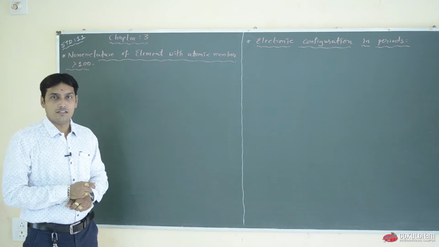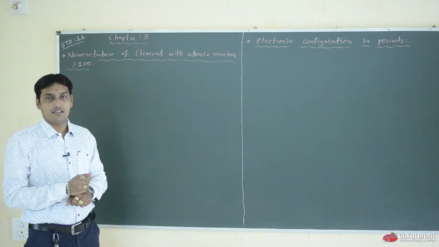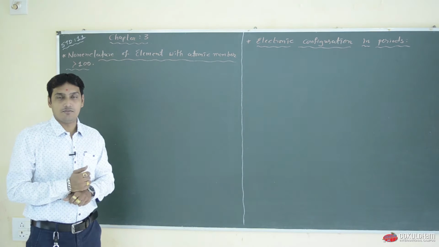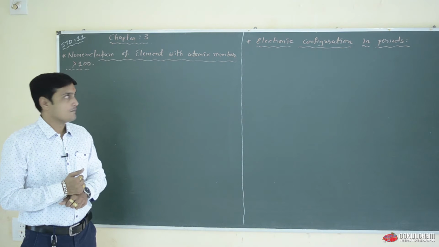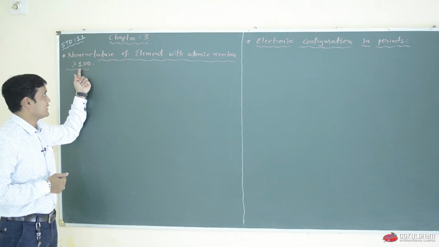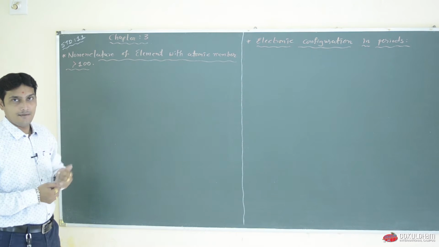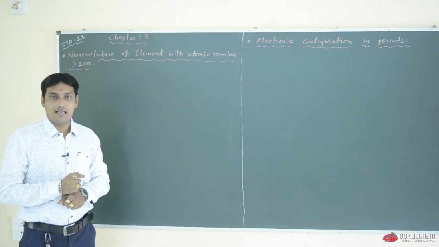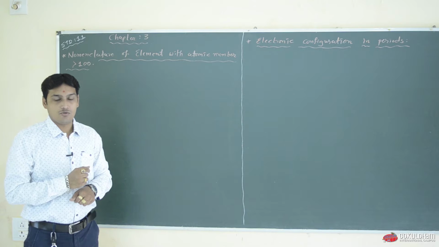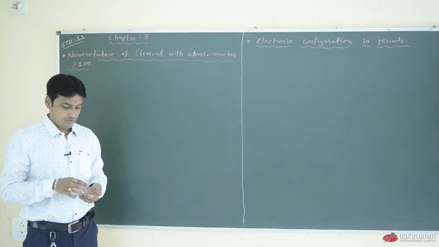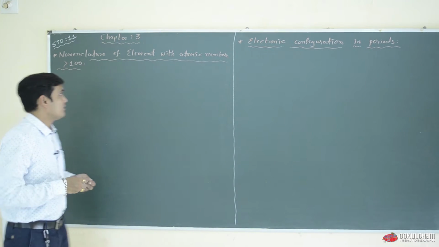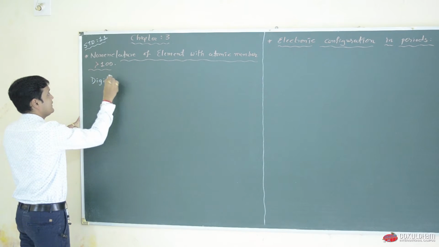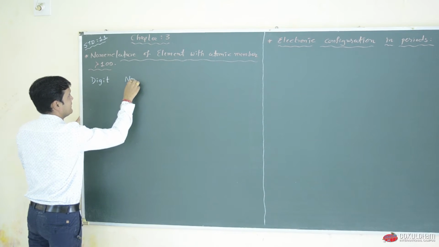Today we are going to discuss the nomenclature of elements with number greater than 100, meaning 101, 102, 103. This nomenclature is provided by IUPAC, the International Union of Pure and Applied Chemistry. For this nomenclature, you must know the table, which has digit and name.